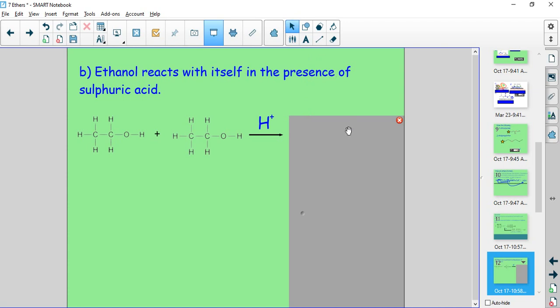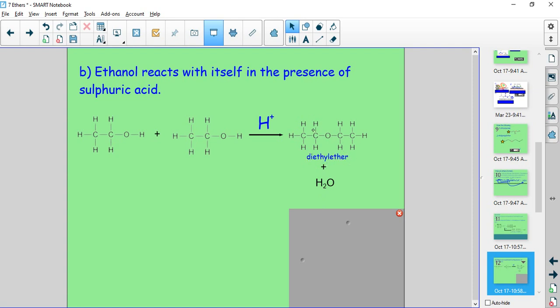All right, so hopefully you've paused it. This is ethanol plus itself. So ethanol reacts with itself in the presence of sulfuric acid. Here's your catalyst, and all we get is a dehydration reaction. Byproduct is water. And look, we have what you would call diethyl ether.